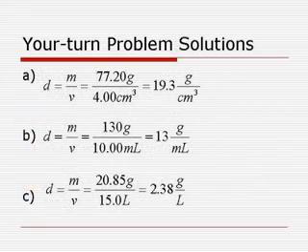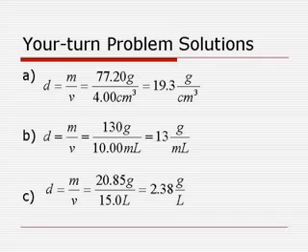Welcome back. Let's see how you did. The first substance was a 4 cubic centimeter metal sphere, and as you can see, we put the mass over the volume. The ratio of the mass to the volume is what density is. So 77.20 grams divided by 4.00 cubic centimeters. No units cancel here, so those carry through, and we get, when rounded, 19.3 grams per cubic centimeter.